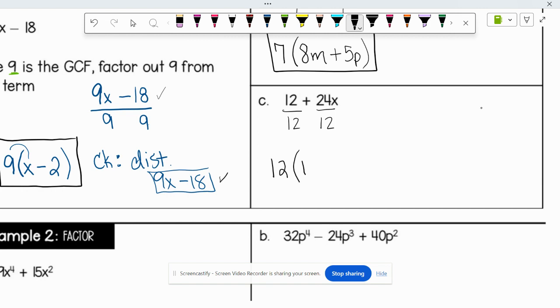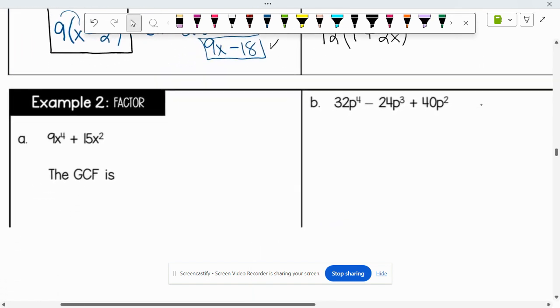It's 1. I would say the biggest mistake I see is when you guys see something like 12 divided by 12, you just say, oh, that's gone, and you don't put anything there. Remember, it's 1. And 24x divided by 12 is 2x. Okay? Questions about that? Do we feel okay with that? Okay, let's look at this next one.